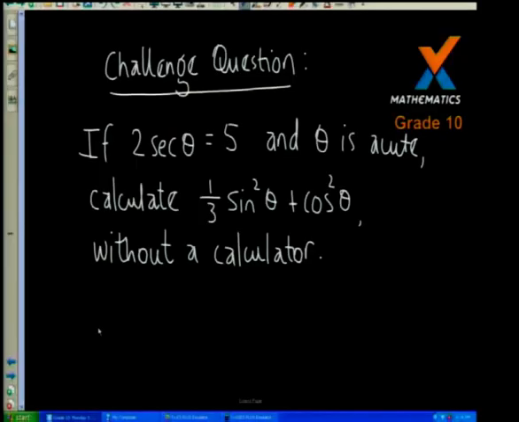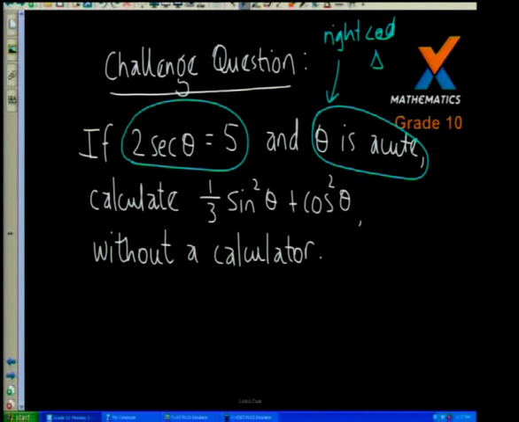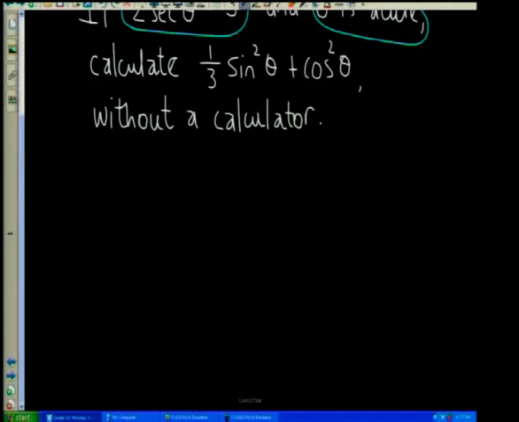We had: if 2 sec theta is equal to 5 and theta is acute, calculate the value of that expression without a calculator. So our focal points are the fact that theta is acute, so therefore I can work in a right angle triangle. And we've also got the ratio 2 sec theta equals 5, which will help us in going a long way. So we would have sec theta equals 5 over 2, which would automatically give us that cos theta is equal to 2/5, because we know that cos theta times sec theta equals 1, since they are reciprocal ratios.